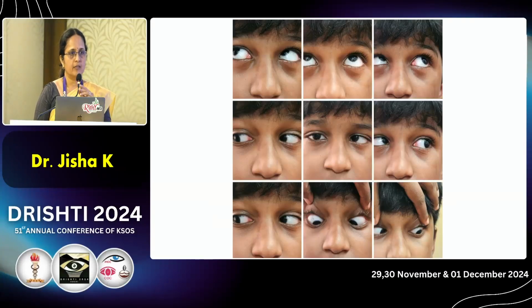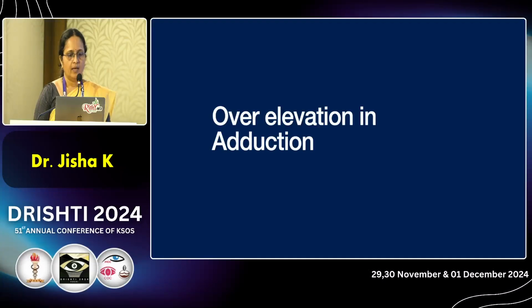I'll be focusing on the evaluation and diagnosis of vertical deviations only. Management will not be addressed in this class. The evaluation starts with examining the eye movements in 9 cardinal positions of gaze, assessing the vertical deviation in each position of gaze, and diagnosing the pattern. At the end of that evaluation in 9 cardinal positions, the first category is over-elevation in adduction.